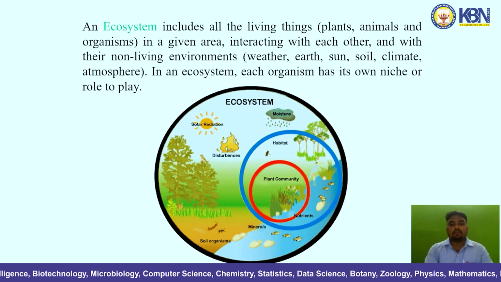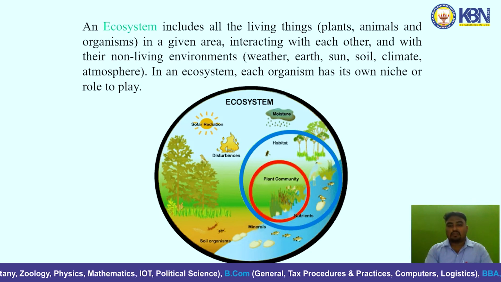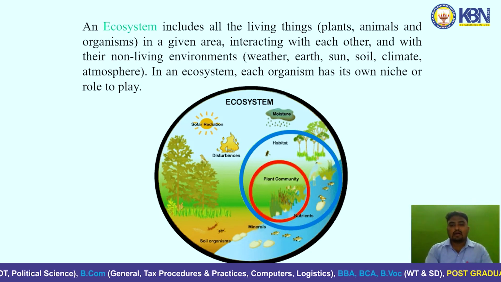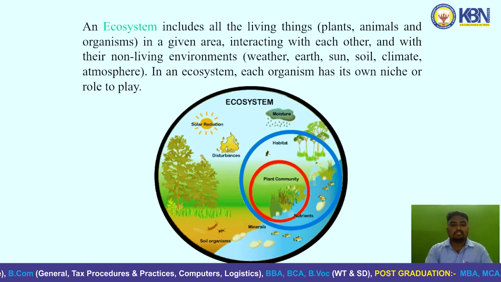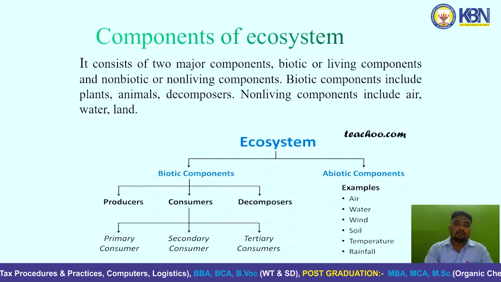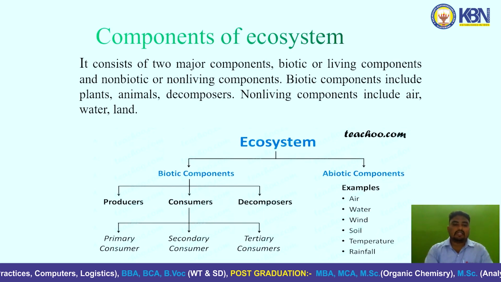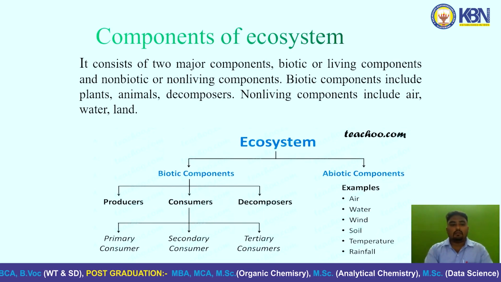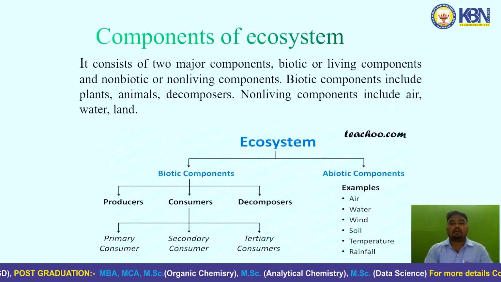An ecosystem includes all living things, plants, animals and organisms in a given area, interacting with each other and with their non-living environment like weather, earth, sun, soil, climate, atmosphere. In an ecosystem, each organism has its own niche or role to play. The components of the ecosystem: it consists of two major components, biotic or living components and abiotic or non-living components.